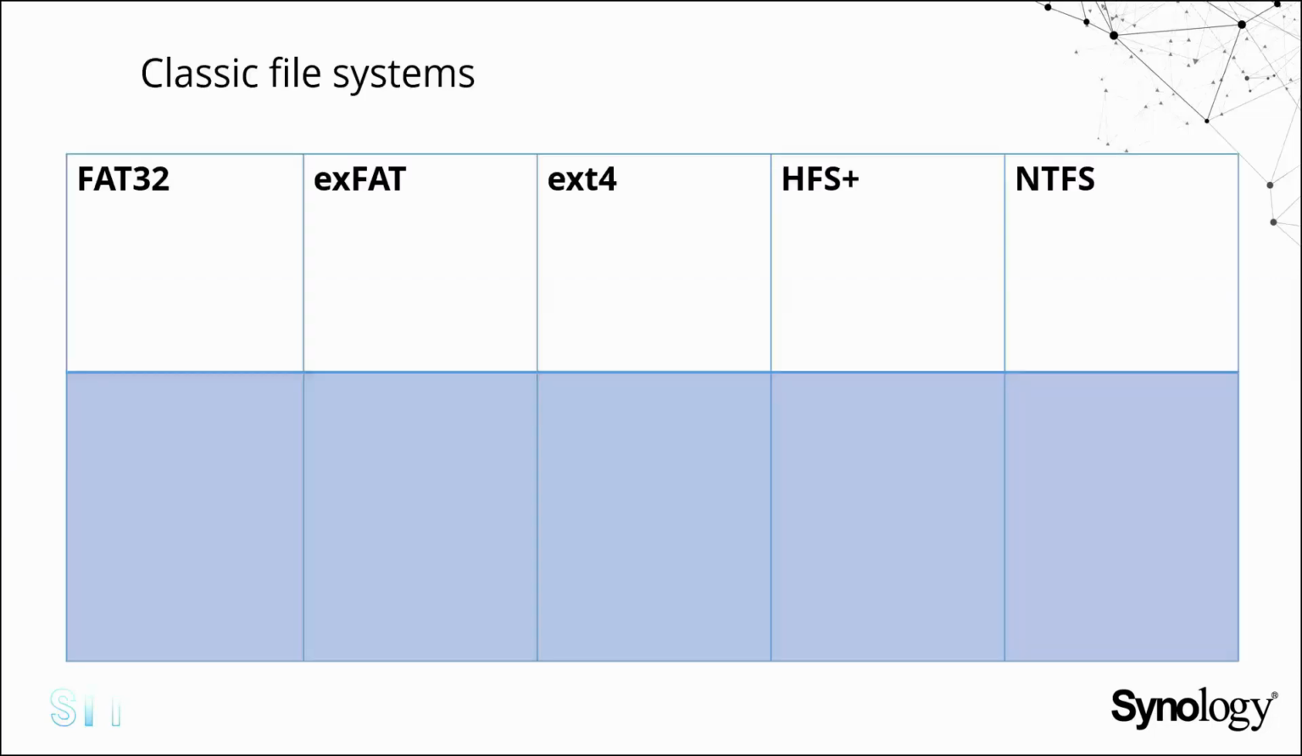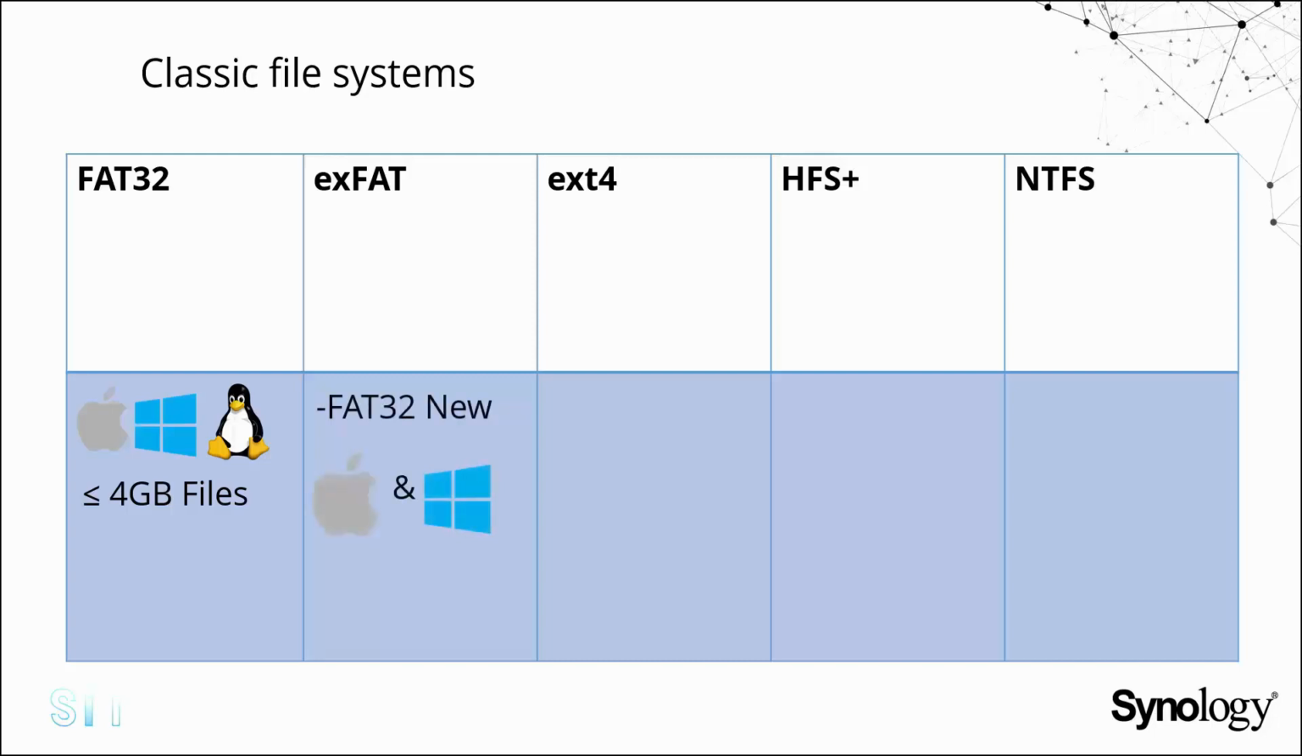Classic, widely used file systems for external storage media are the following. FAT32 is an old but widely used file system and is therefore supported by almost all operating systems. However, we have the limitation here that we cannot store files larger than 4 GB. Especially nowadays, files or file containers like backups are much bigger and therefore cannot be stored on a FAT32 formatted disk.